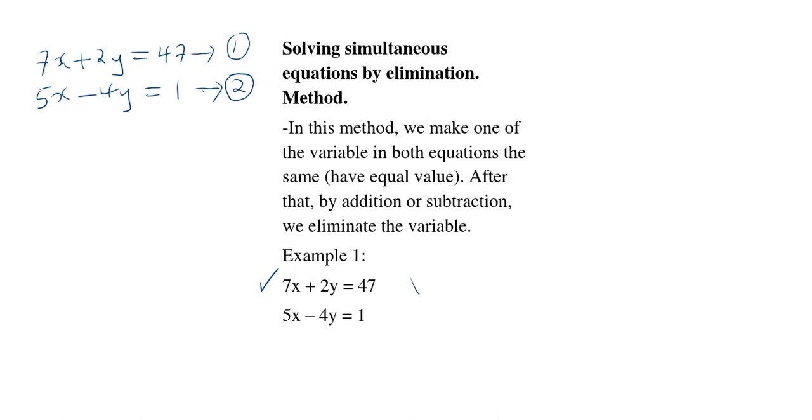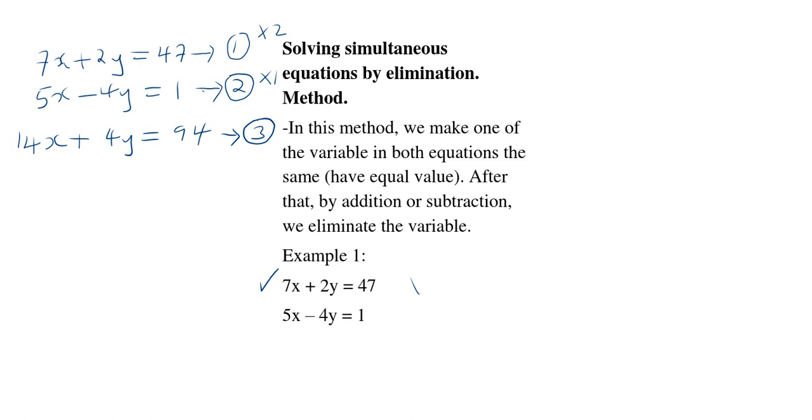So if we multiply this by 2 and we multiply this by 1, we have our new equations. We have to multiply throughout. Don't just multiply the 2 which has the y, multiply everything with the 2. So let's see how we do it. 7 times 2, we get 14x, plus 2 times 2, 4y. This is equal to 47 times 2, which is 94. So this is equation 3.